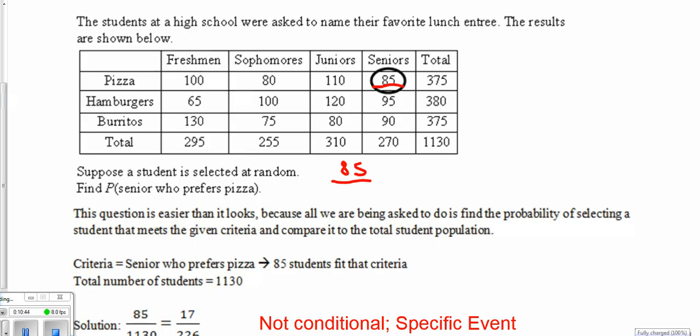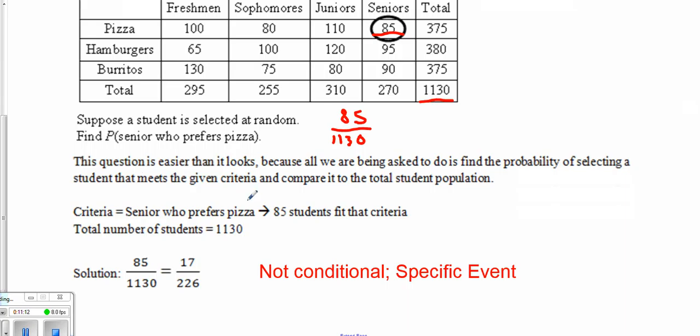Now, if we're looking for total, we're looking for the total of all the students. It never said that we're looking for a probability of someone who likes pizza given that they're a senior. We never said probability that they like pizza given they're a senior. We just said we wanted the probability of a senior who does prefer pizza. So it's the 85 over the total amount, 1130.